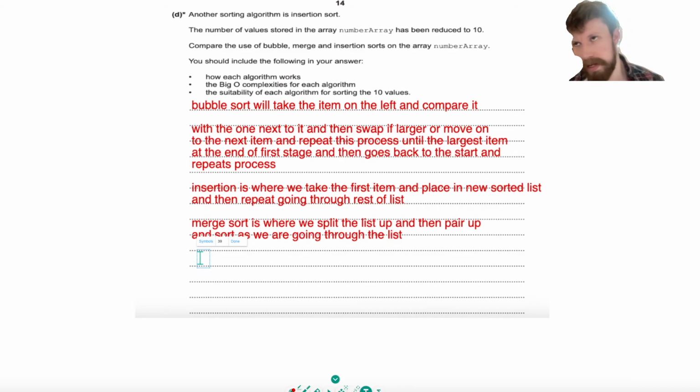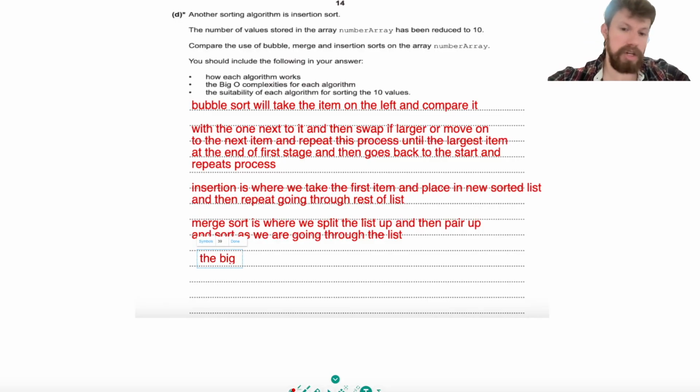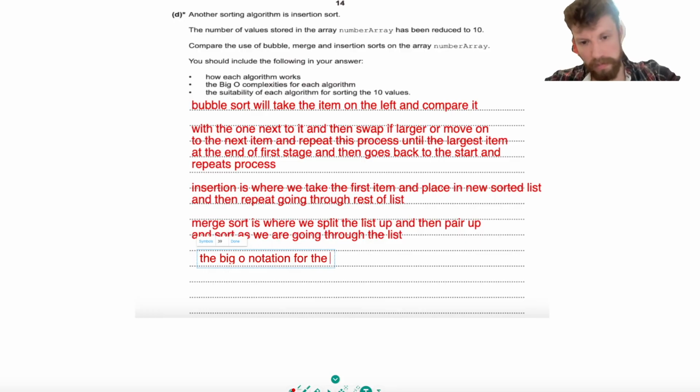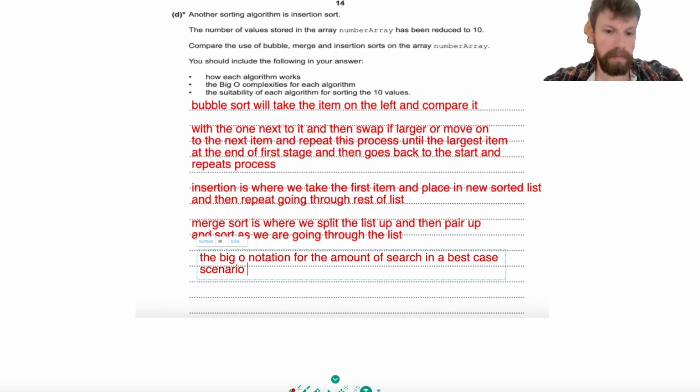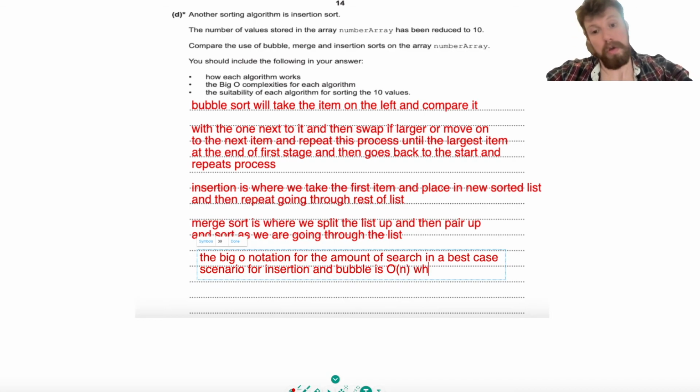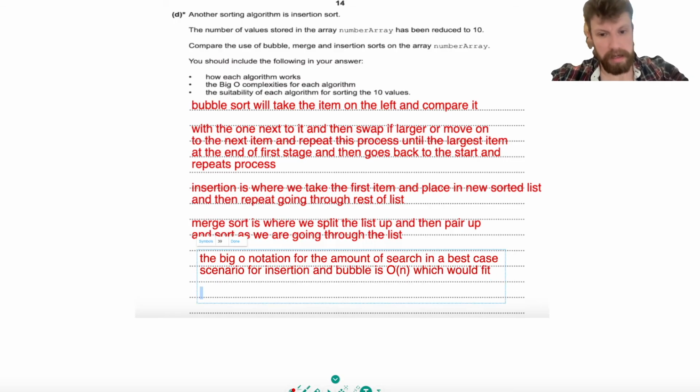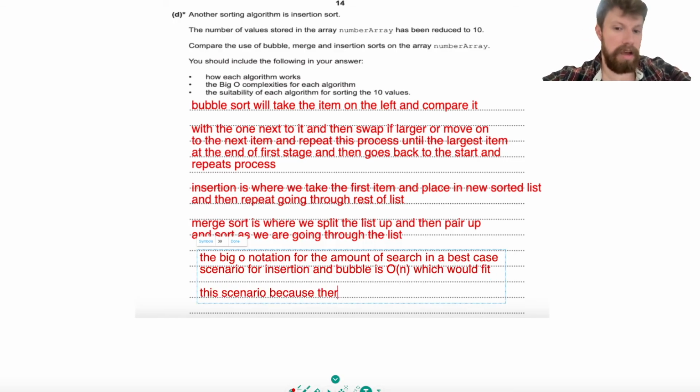These aren't very good when there is a large amount of items, especially bubble sort is really bad. So I'd even make that point, and maybe you can make that later on, is the big O, which is obviously the application part. Now, the big O notation, amount of searches in a best case scenario for insertion and bubble is going to be O(n), which would fit this scenario because there are not many items in the list.